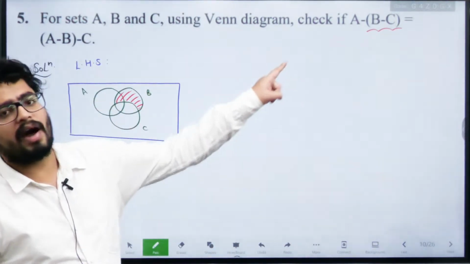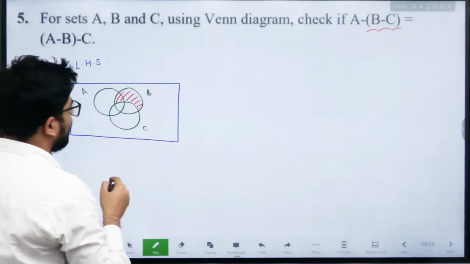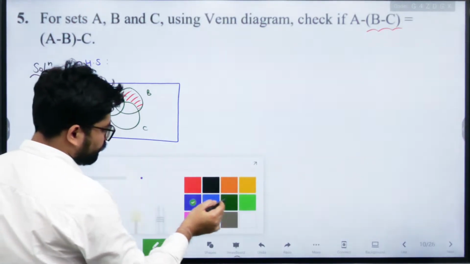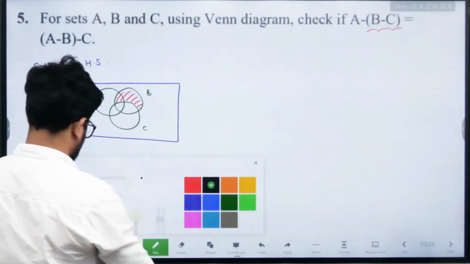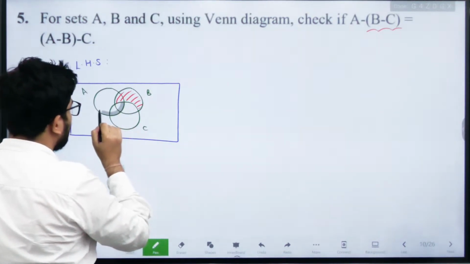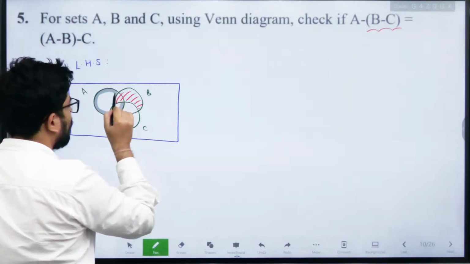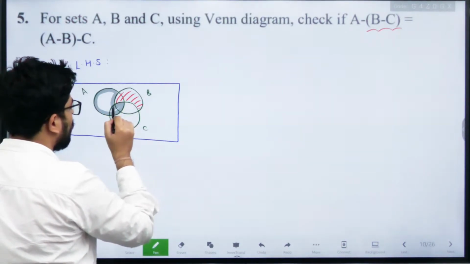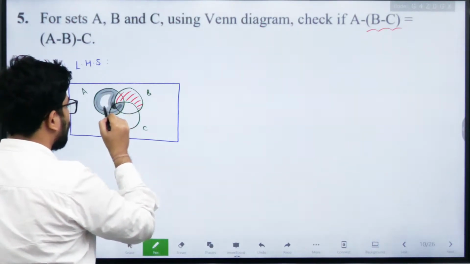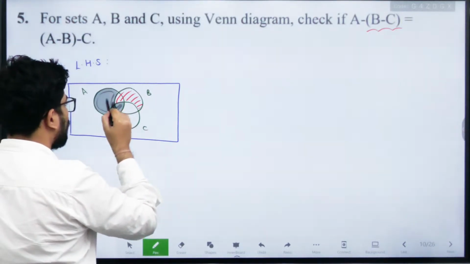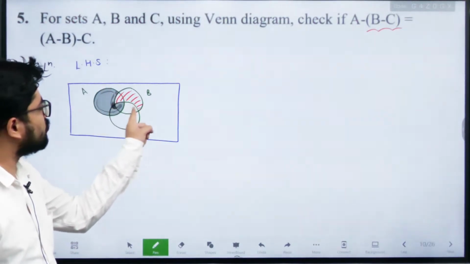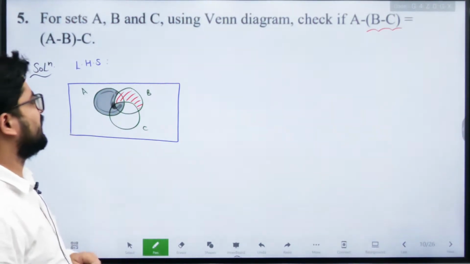Now A minus of this set. A minus this set is this one. This is A minus of B minus C. That's your left hand side.